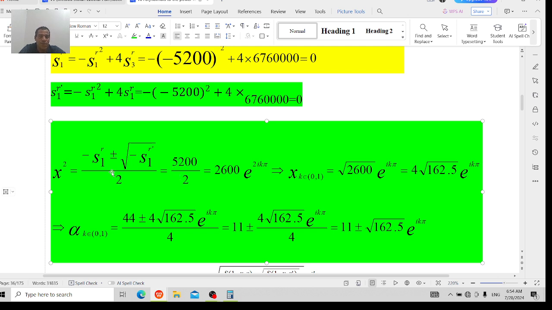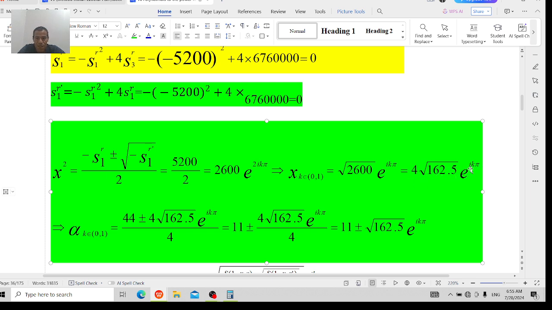So negative, negative 5200 will be positive, divided by 2, it will be 2600 exponential 2ik pi, because minus 1 squared is 1, and 1 squared is 1. I will write it in terms of complex numbers, the unit circle. So if x squared equals 2600 exponential 2ik pi, then x subscript k, k belongs to 0, 1, is the root of 2600 exponential 2ki pi divided by 2, which gives exponential ik pi. You can write it as 4th root of 162.5 exponential ik pi.